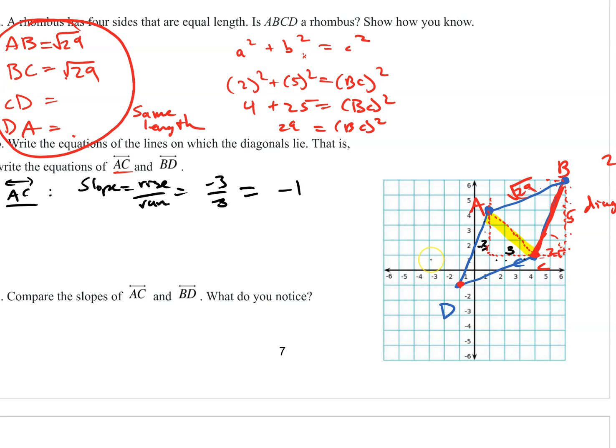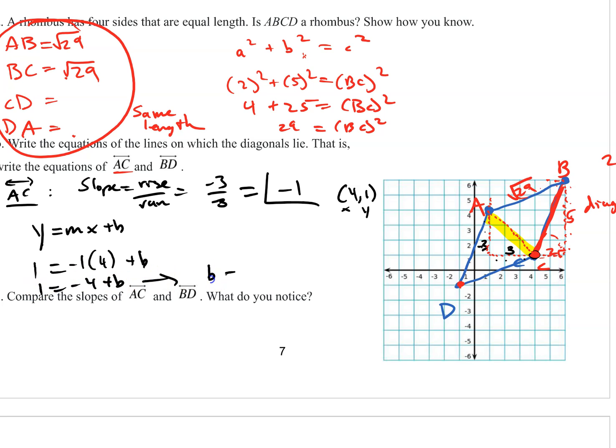Alright, next we need to write the equation. y equals mx plus b. We know our slope. We also know a point on the line is (4, 1). So that gives us an x and a y to plug in. So y is 1 equals m, the slope is -1, times x, which is 4, plus b. 1 equals -4 plus b. That tells us b is equal to 5. So for AC, the equation is y equals -1x plus 5.